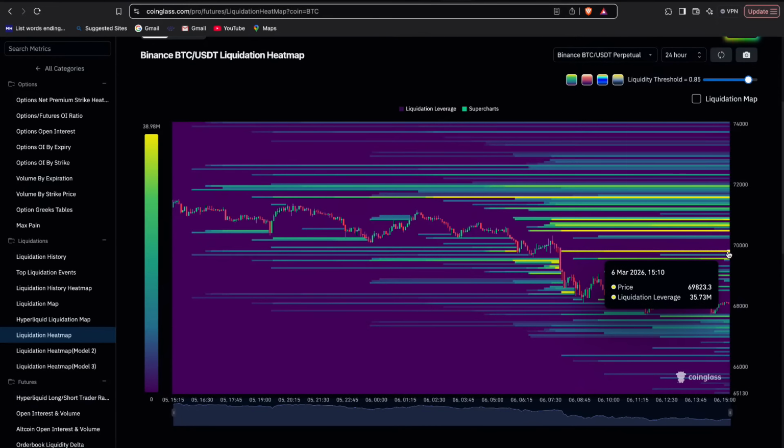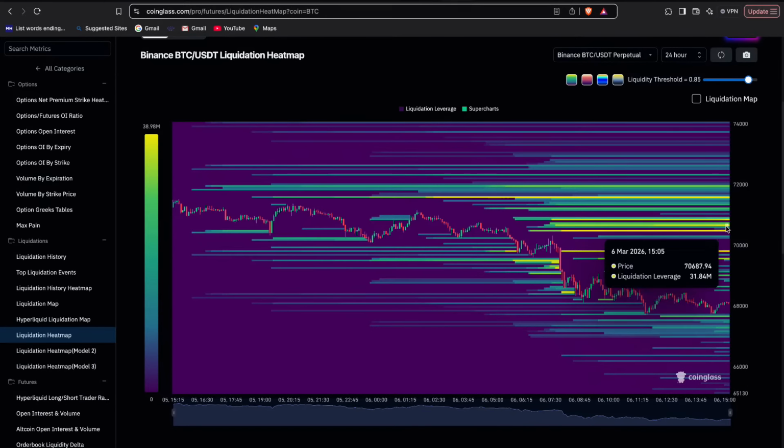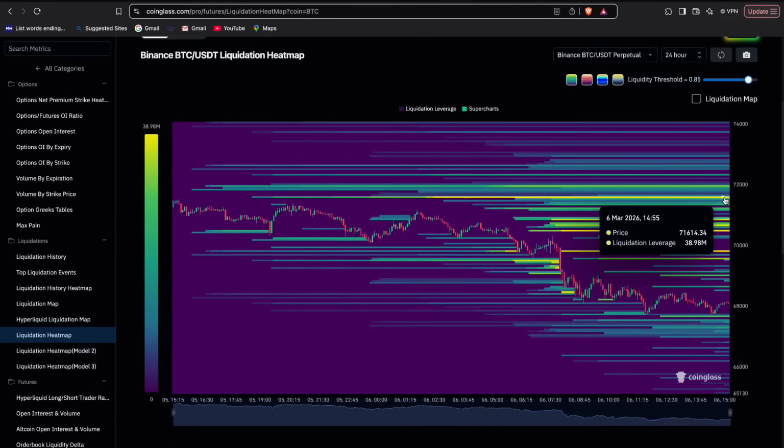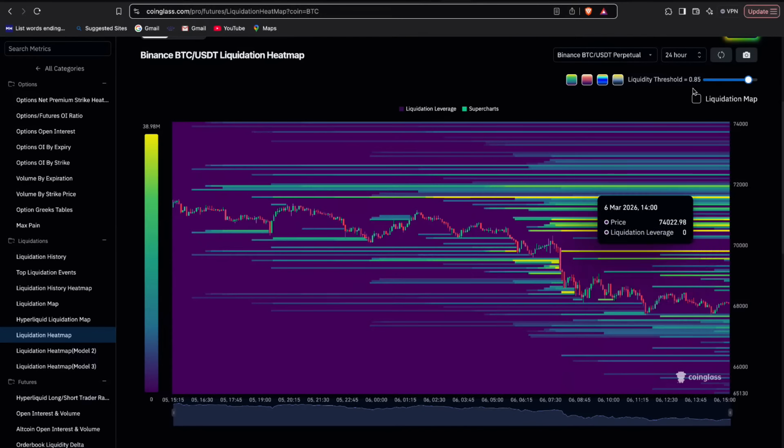But look where the liquidity is now. It's a little bit above price. So I wouldn't be surprised if we came up and maybe wiped out some of this here, to that $72,000 level that is there. Now, that's on the shorter time frame if you're just swinging Bitcoin.